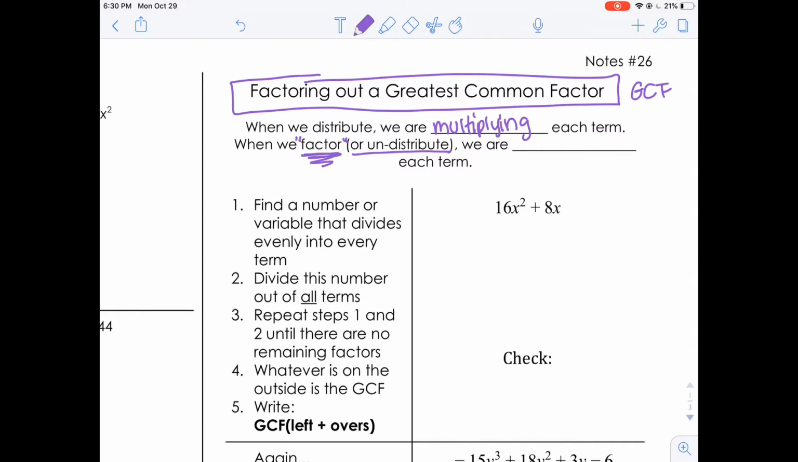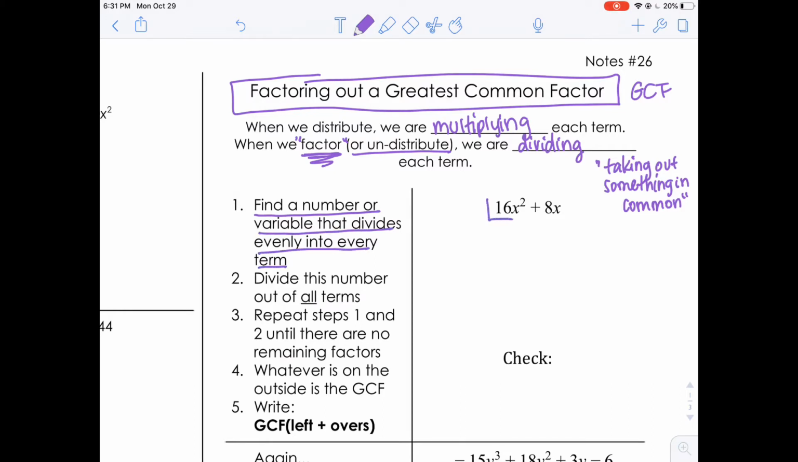When we factor or undistribute, we are dividing each term. So we're taking out something in common. I'll write that here. Taking out something in common. Okay, so we're going to look to see what's in common between the numbers that they have. Step 1 says find a variable or number that divides evenly into every term.